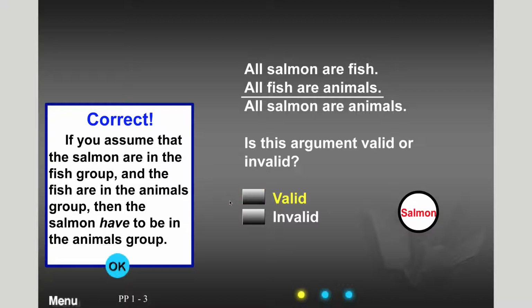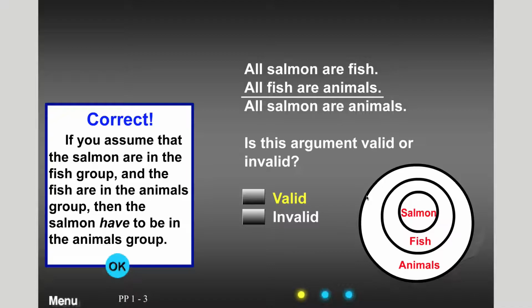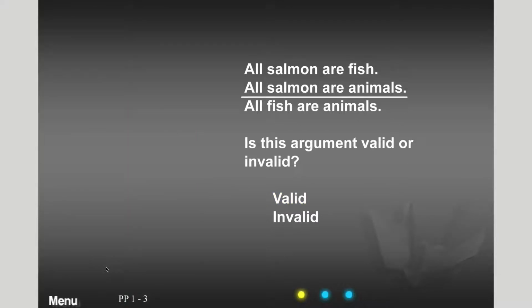If you assume, just as in the circle, that all salmon are fish, that's what the first premise is saying, and all fish are animals, as the second premise is saying, then all salmon are animals, right? It goes out in concentric circles. That's what we'll be talking about, right?